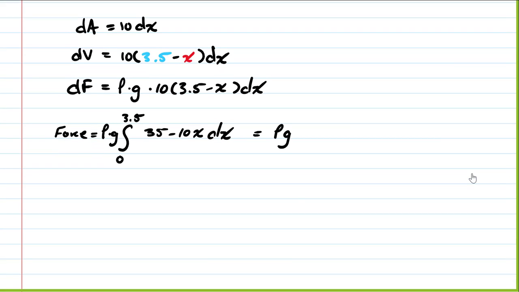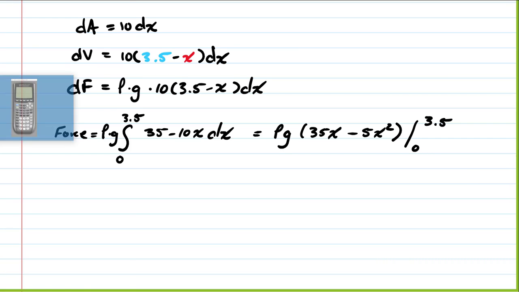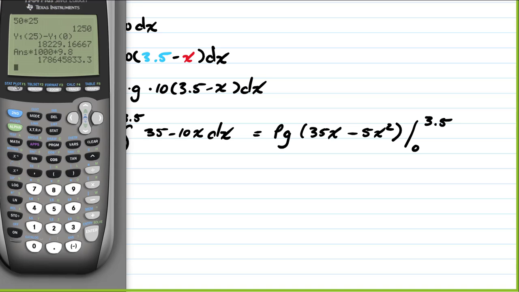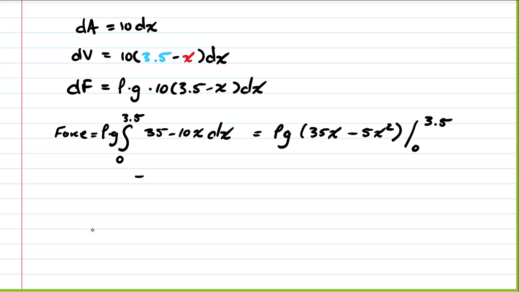So then we take our antiderivative. We have rho times g. The antiderivative of 35 is going to be 35x, minus the antiderivative of 10x. 10 divided by 2 is 5, so I get 5x squared. And then that's evaluated from 0 to 3.5. So grabbing my calculator, I'm going to put that in for y1. So I have 35x take away 5x squared, and I evaluate that from 3.5 minus 0, well, y of 0, gives us 61.25. So that gives me rho times g times 61.25.